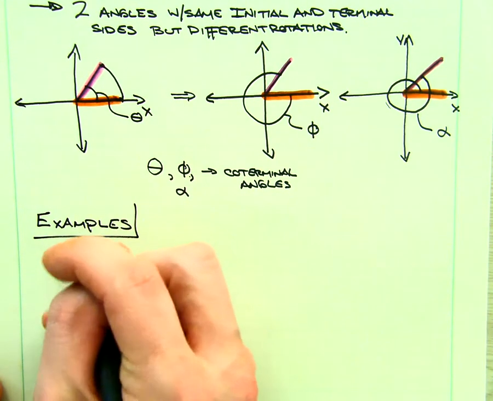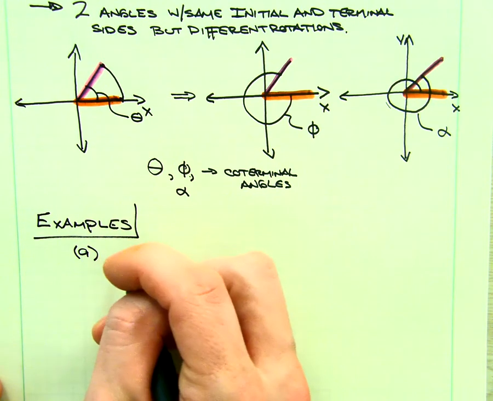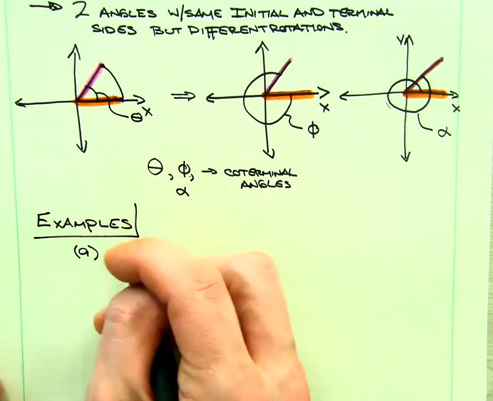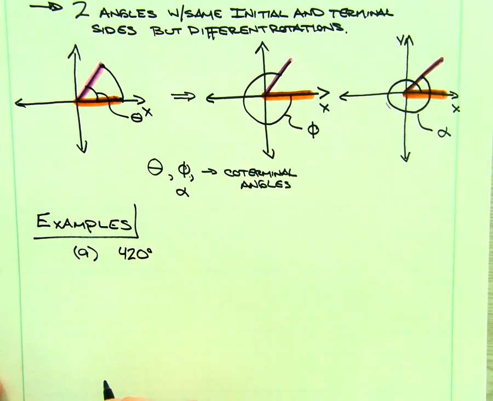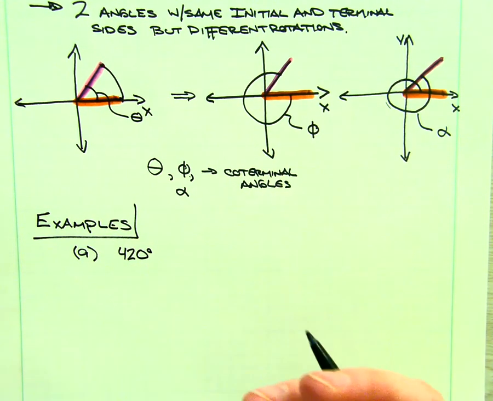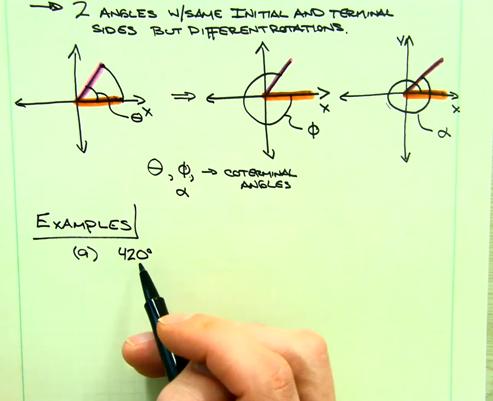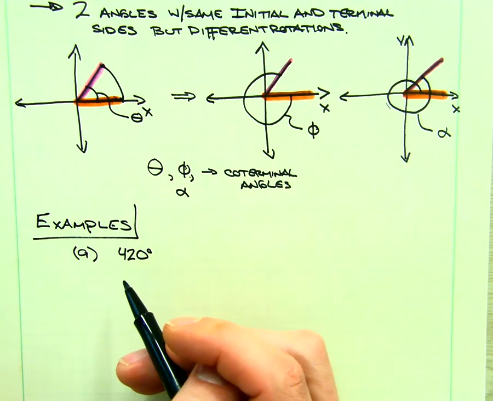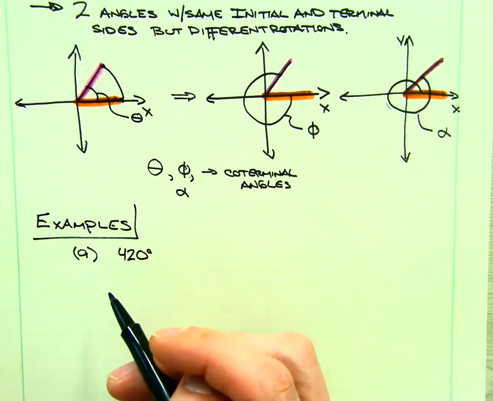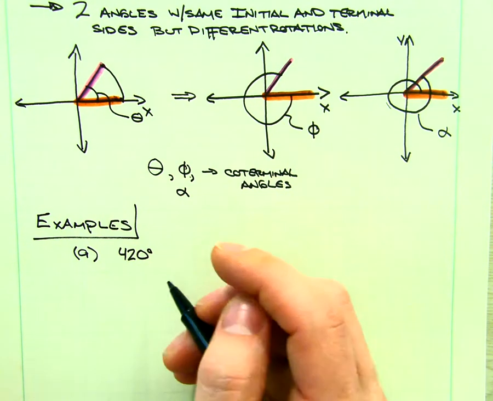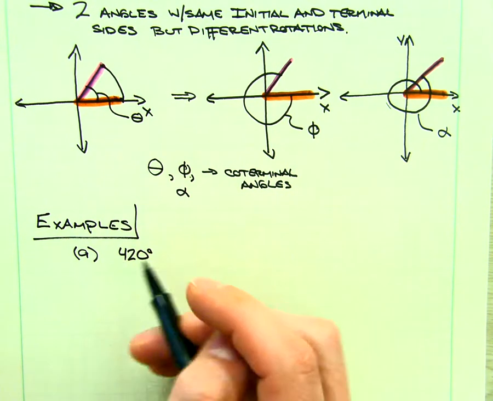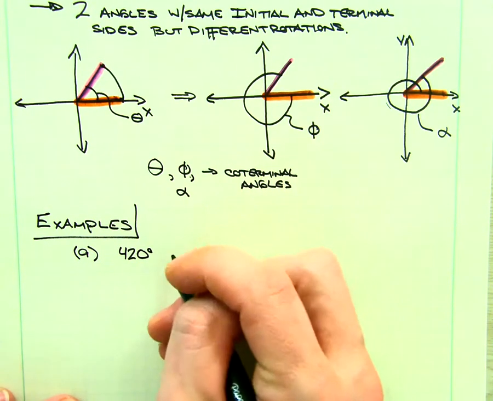So say the first one, say I give you 420 degrees, and you're assuming that the angles are in standard position, and so you're charged with, just with 420 degrees, find a positive angle less than 360 degrees that is coterminal to 420 degrees. Okay, so right away I'm looking for coterminal angles.